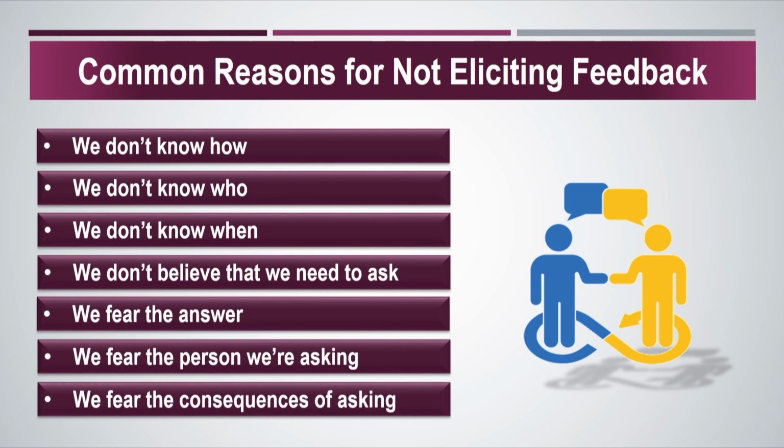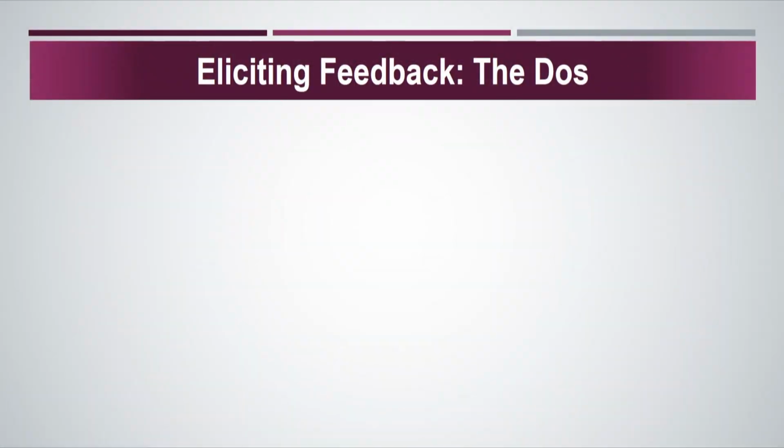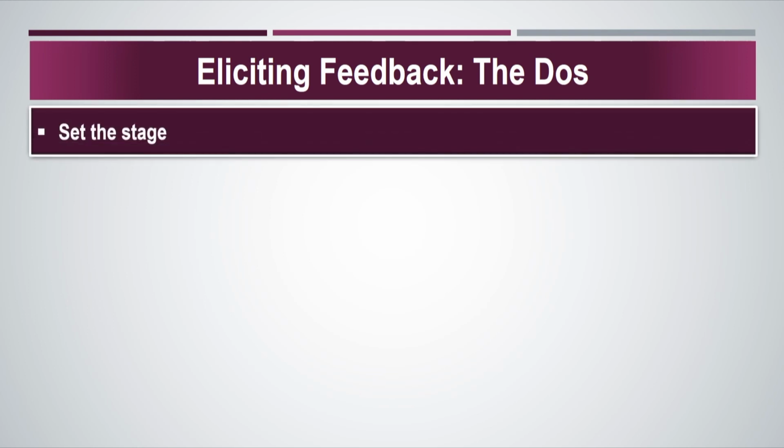We fear the consequences of asking. We are trying to understand that if the person will say something, give the feedback in that direction, which may be harmful for me, and we are bothered about the consequences of that feedback. So, these are some of the reasons due to which we are unable to elicit feedback. Then, how to elicit feedback? These are some do's. Set the stage for getting the feedback.